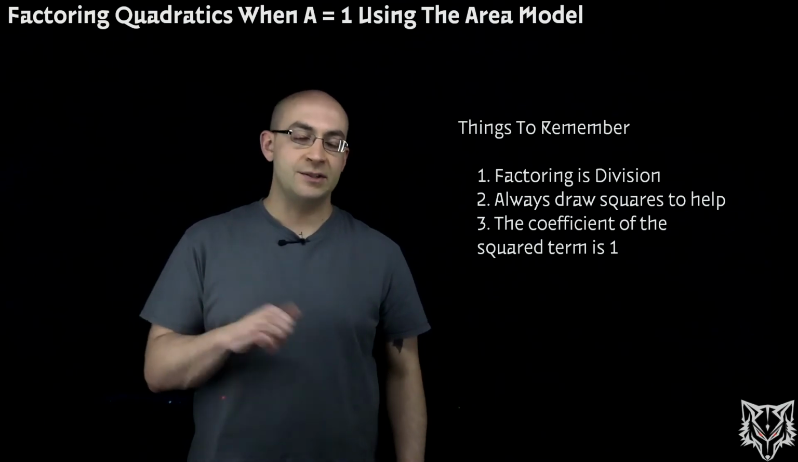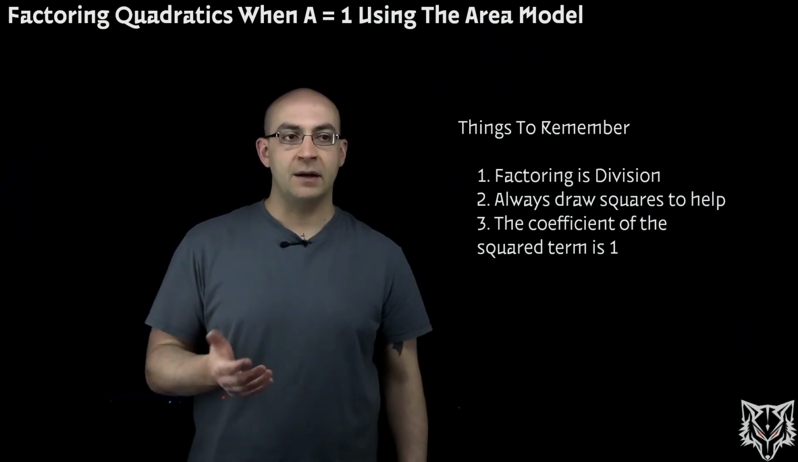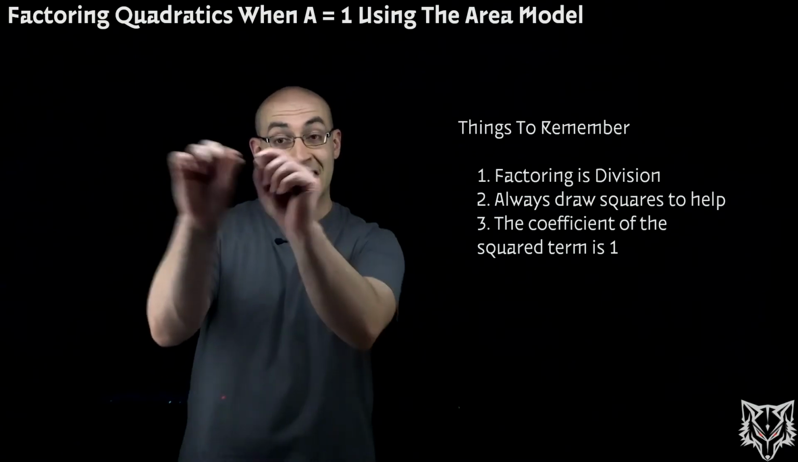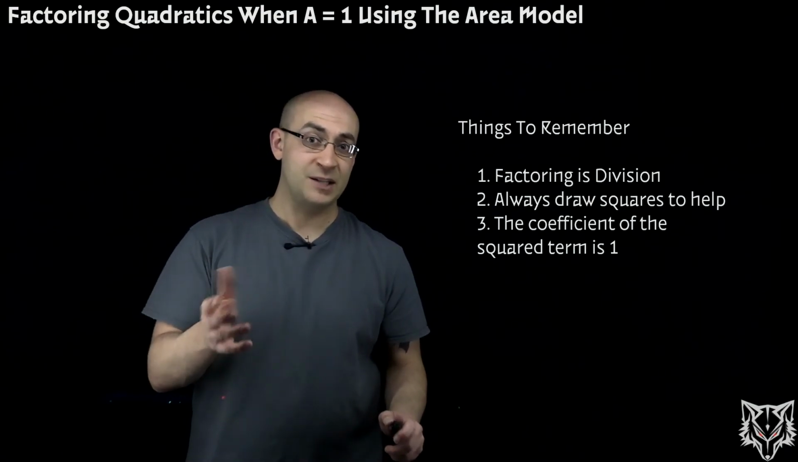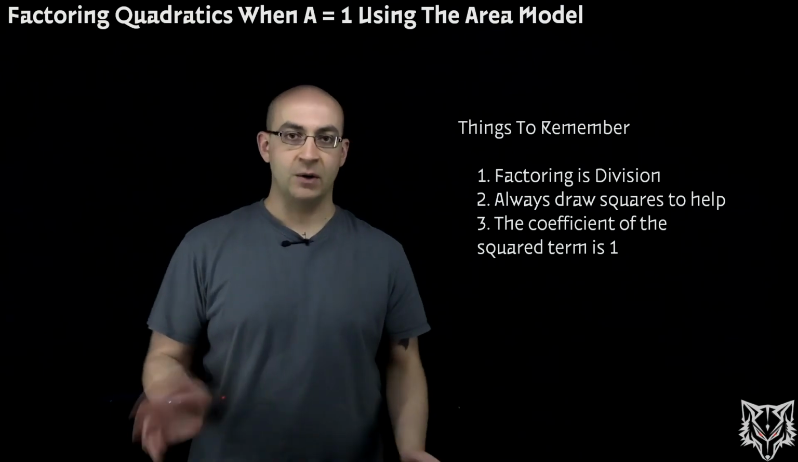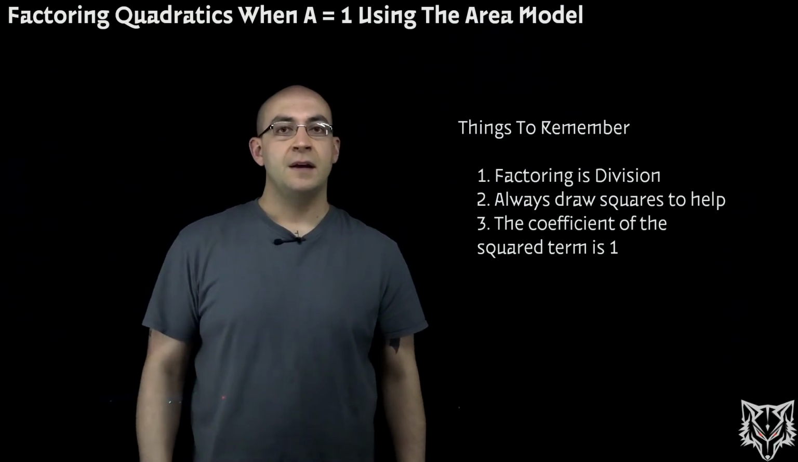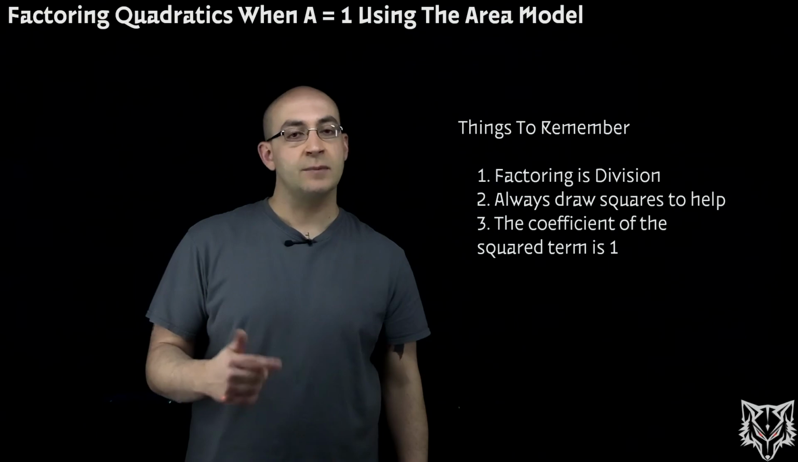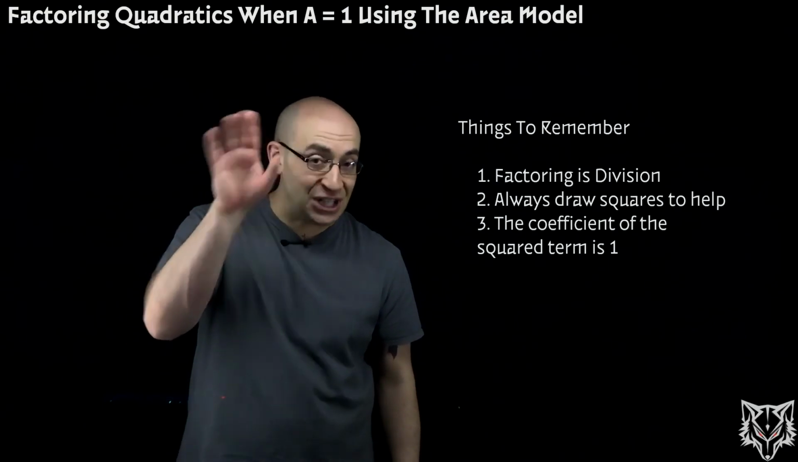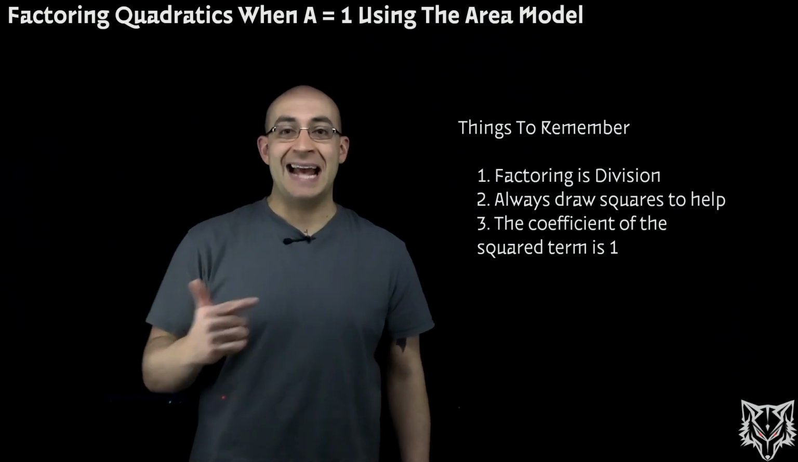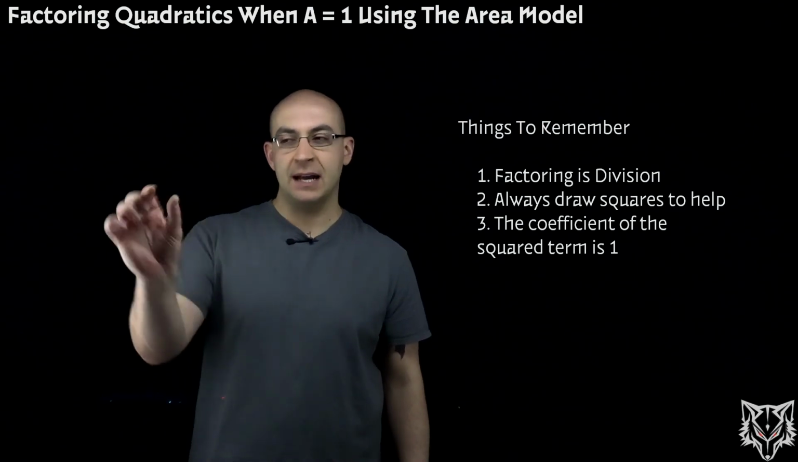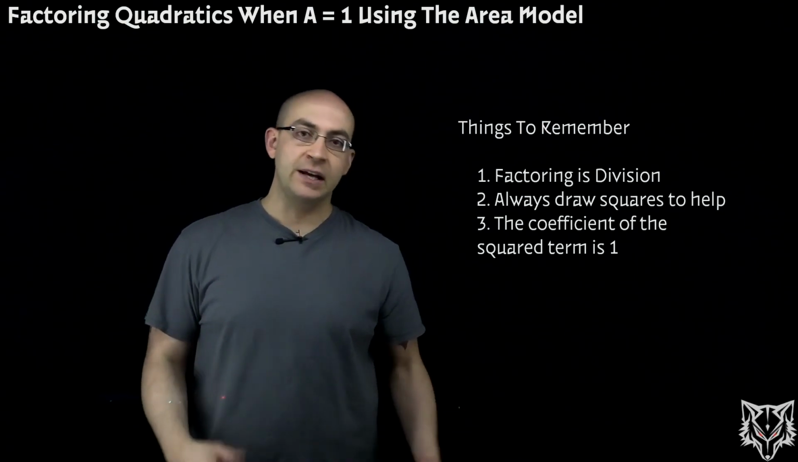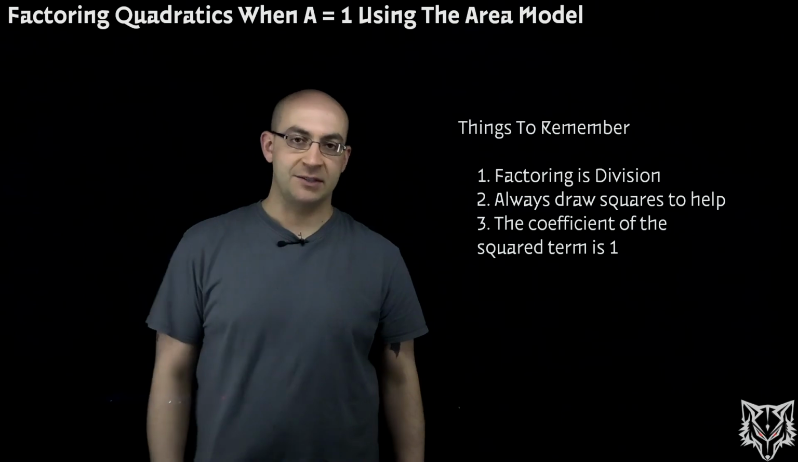Number 2, always draw squares to help. The area model is a little bit misleading because it's not exactly the same length as that expression would be, but squares will work no matter what. It still gives you the exact same thing. And number 3, the coefficient of the squared term is always 1, particularly when we talk about when a is 1 in this quadratic. So you're always going to have that 1 in the front. In subsequent videos, you're going to see other numbers in there, but the process remains the same.